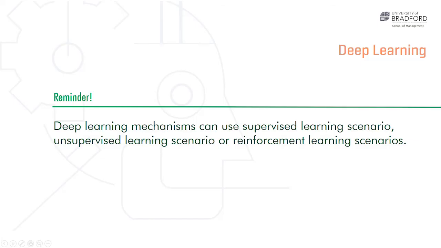Although we can differentiate between conventional learning mechanisms and deep learning mechanisms in terms of the power and the mechanisms involved, the approaches to learning can be very similar to conventional learning approaches. Deep learning mechanisms again can use supervised learning, unsupervised learning, or reinforcement learning scenarios.